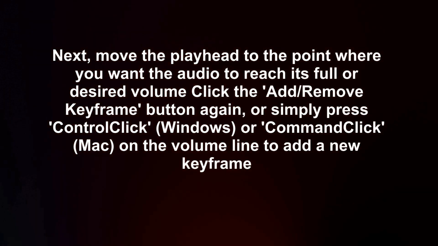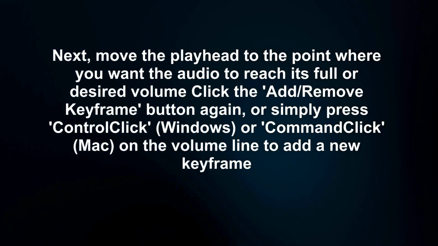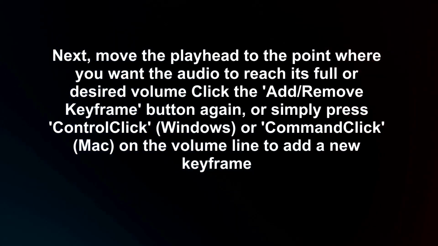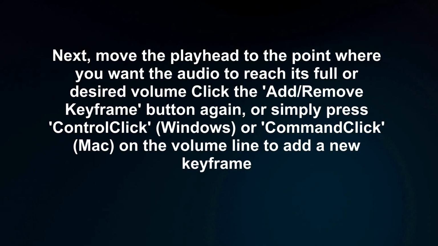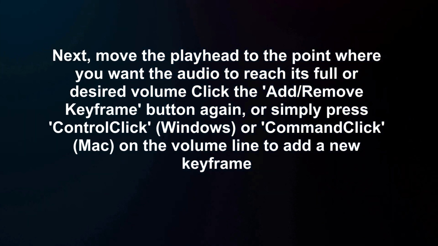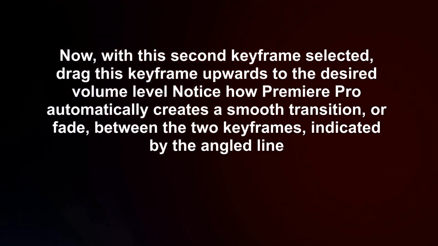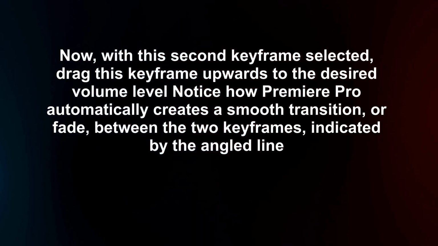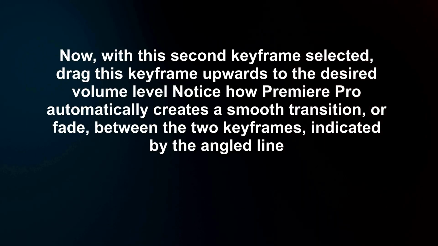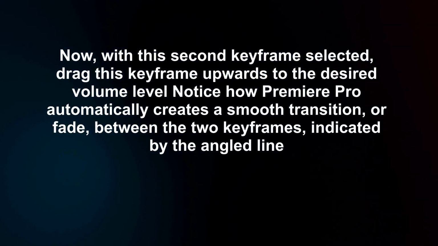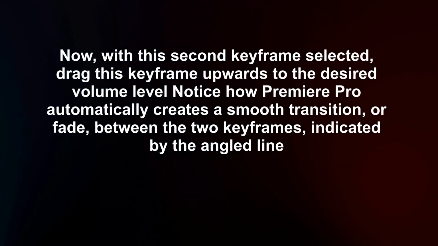Next, move the playhead to the point where you want the audio to reach its full or desired volume. Click the Add/Remove Keyframe button again, or simply press Ctrl-click on Windows or Command-click on Mac on the volume line to add a new keyframe. Now, with this second keyframe selected, drag it upwards to the desired volume level. Notice how Premiere Pro automatically creates a smooth transition, or fade, between the two keyframes, indicated by the angled line.